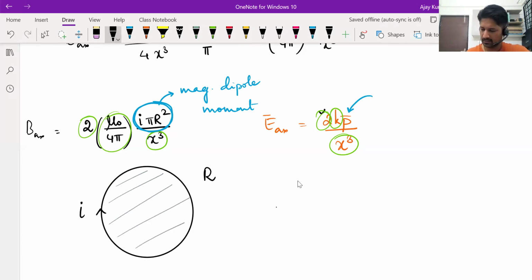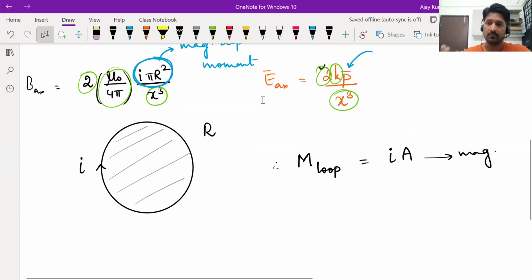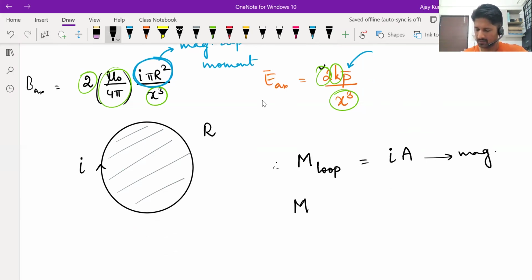Therefore, you can tell that the magnetic moment of any loop is the current flowing in that loop multiplied with its area. This gives you the magnitude of the magnetic moment. Now, it's not necessary that there will only be one loop always. There can be multiple loops. Then the magnetic moment, capital M stands for magnetic moment, of a coil, which has a number of loops, becomes the number of loops multiplied with IA. IA is the magnetic moment of one loop. If there are n loops, then it becomes n times IA. Their magnetic moments will get added.